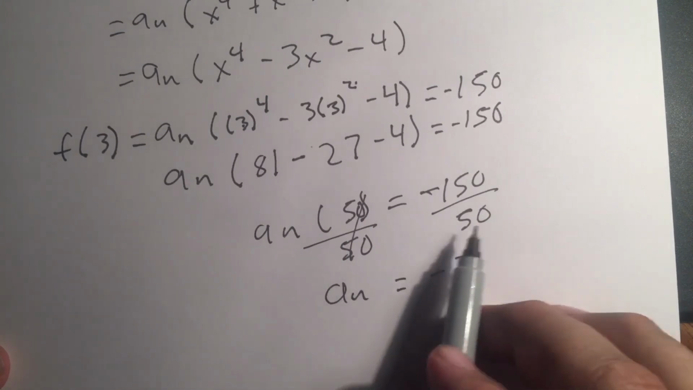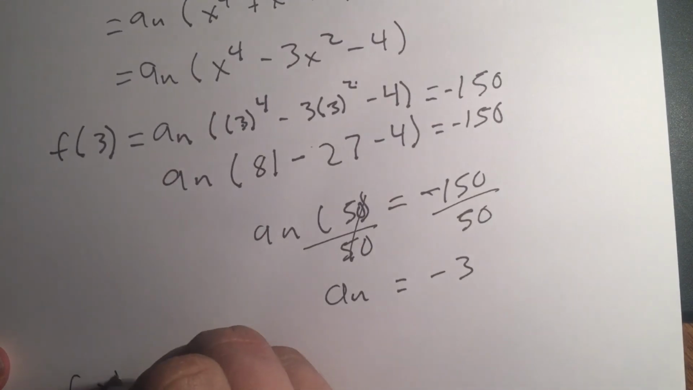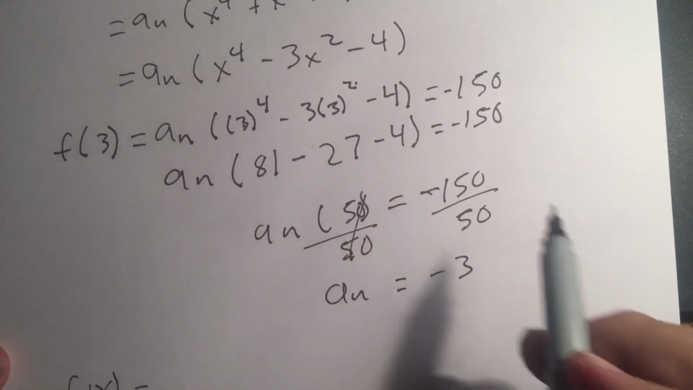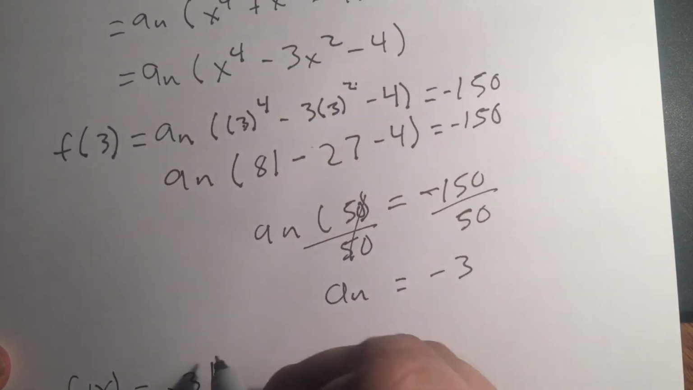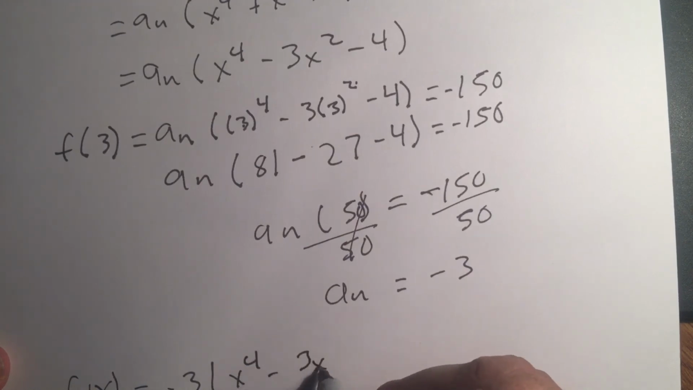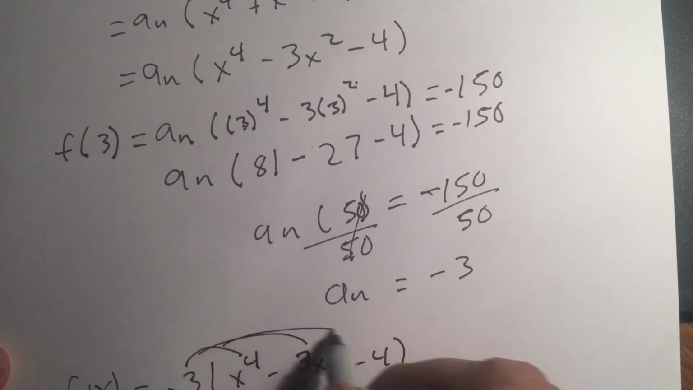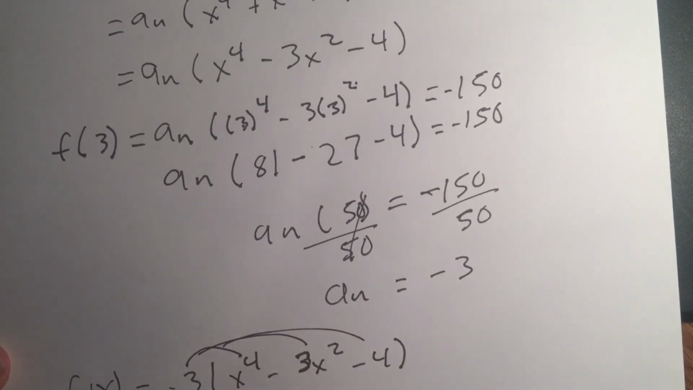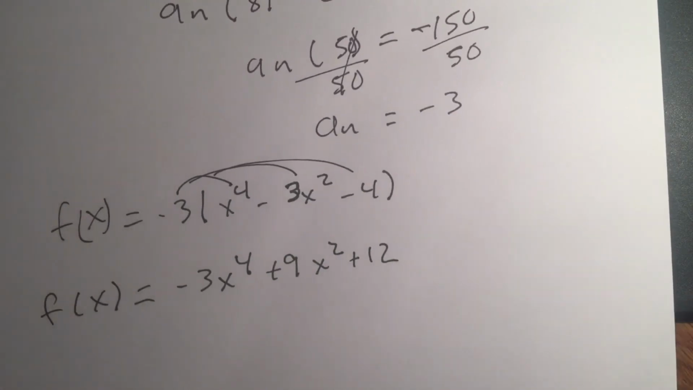So that was a common factor that would have got pulled out up front. We can put it back here. So our f of x is equal to our a sub n, which we found to be negative 3, times the rest of this, x to the 4th minus 3x squared minus 4. So we distribute it in. So our final equation, negative 3x to the 4th, negative 3 and negative 3 would be plus 9x squared. Negative 3 and negative 4 would make a plus 12. That would be the final answer.